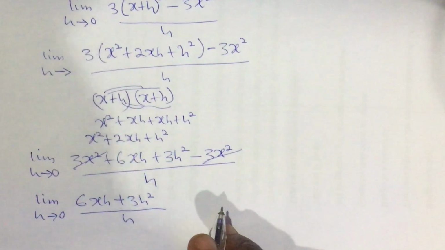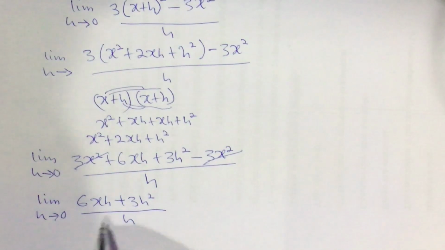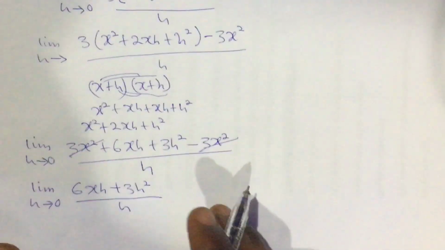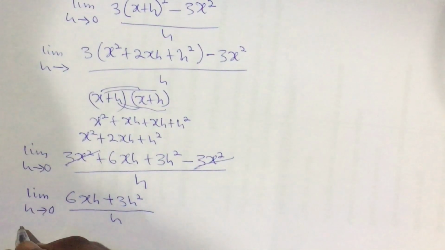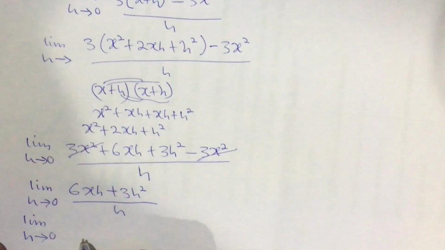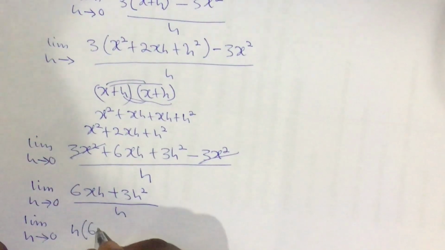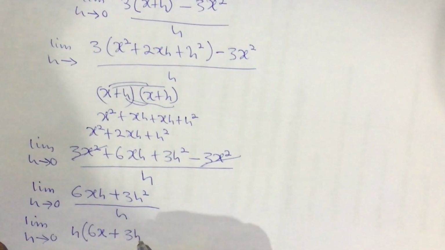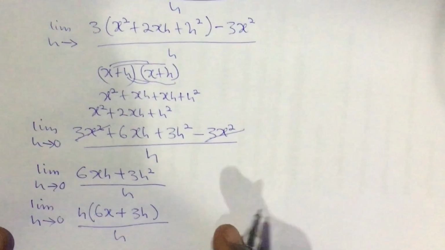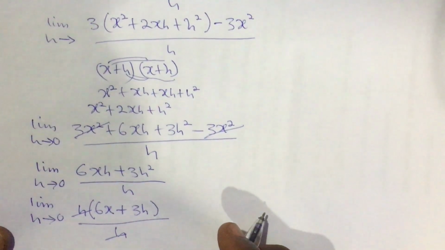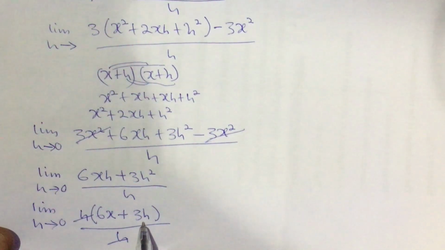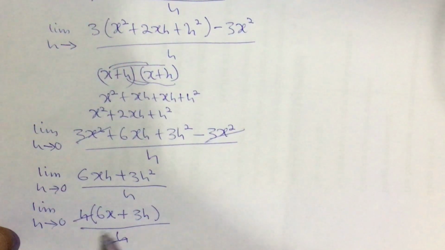So here now we are going to factor out a common factor which can cancel this h. H is common, so we're going to factor out h so we can eliminate this h. So let's continue. We're going to say we have limit as h approaches 0 of h times (6x plus 3h), close brackets, all over h. Then this h will cancel this h, then we're left with limit as h approaches 0 of 6x plus 3h. Then here we're going to substitute our value of h.